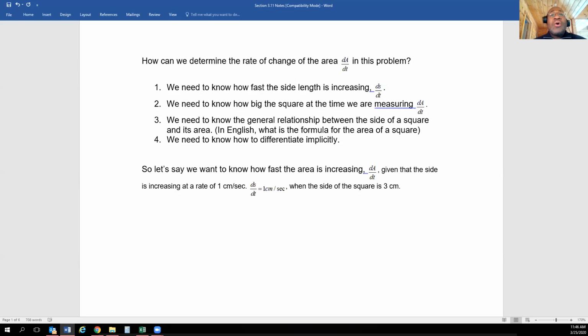So let's say we want to know how fast the area is increasing, dA/dt, given that the side is increasing at a rate of 1 centimeter per second. So ds/dt is going to be 1 centimeter per second, when the side of the square is 3 centimeters. All right, so for that, we're going to move on to a whiteboard here. So give me just a second.